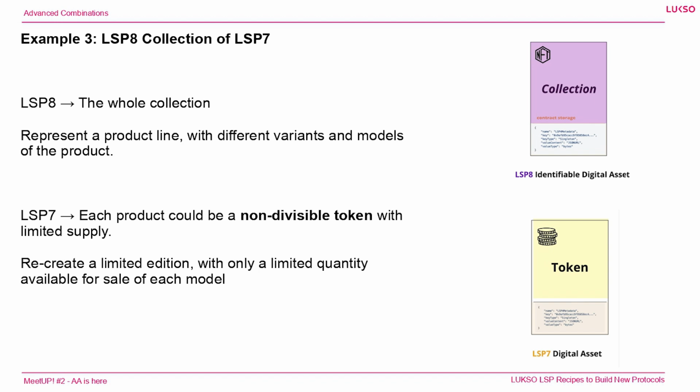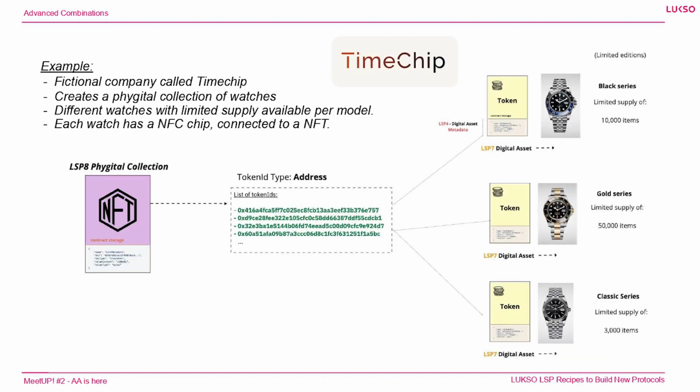So when you look at that, you might think, okay, what does all of that mean? But it's a bit more understandable with an example. For instance, imagine a watch company. We're going to call it Time Chip. This company creates physical watches with a digital connection. There is an NFC chip connected to the NFT, and this NFC chip is embedded into the watch.